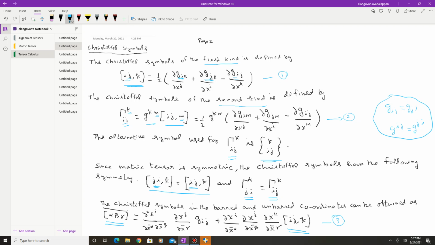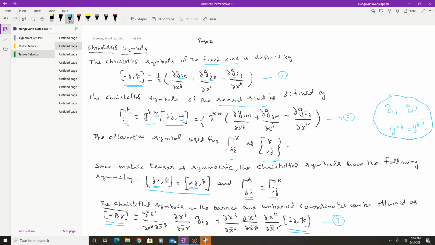Here, partial d square xi by partial dx alpha bar partial dx beta bar, into partial dx j by partial dx gamma bar g_ij, plus partial dxi by partial dx alpha bar into partial dx j by partial dx beta bar, dxk by partial dx gamma bar. So you get equation 3. Equation 3 relates the Christoffel symbols of the first kind in the barred and the unbarred system. It can be easily proved.